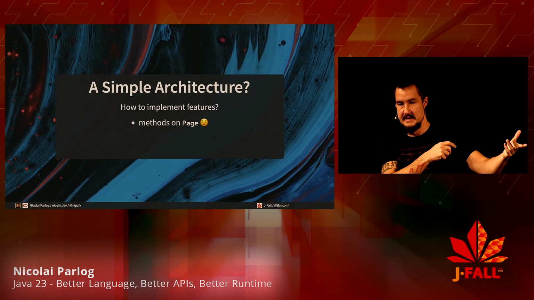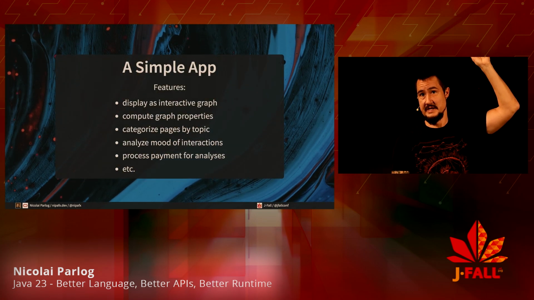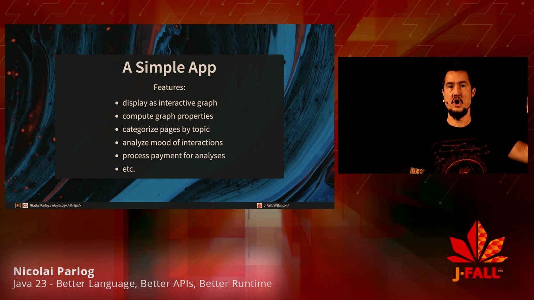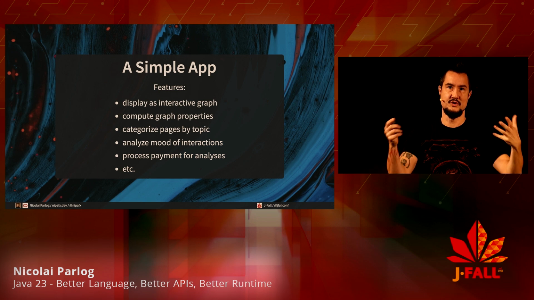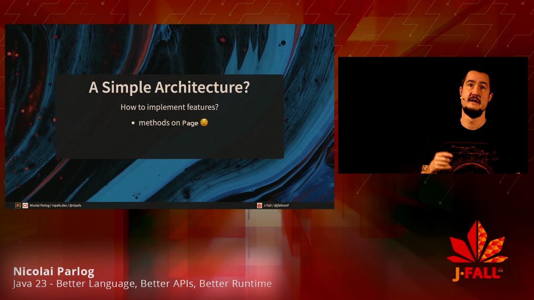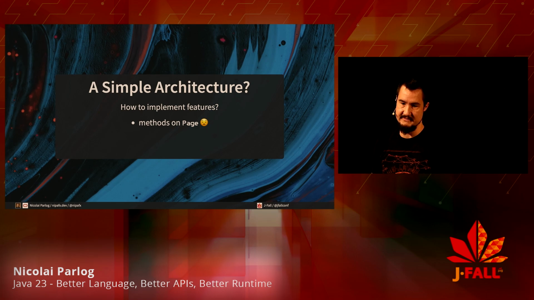How do we implement that? Well, you could have methods on page. You could have a method on page that does, for each of these things, probably a bunch of methods for each of these things. And you would see a lot of very different concerns collide in the same type. That is terrible. We don't want that, right? We don't want to have a type that knows the payment system, but also knows how to draw itself on a 2D canvas. That's terrible.